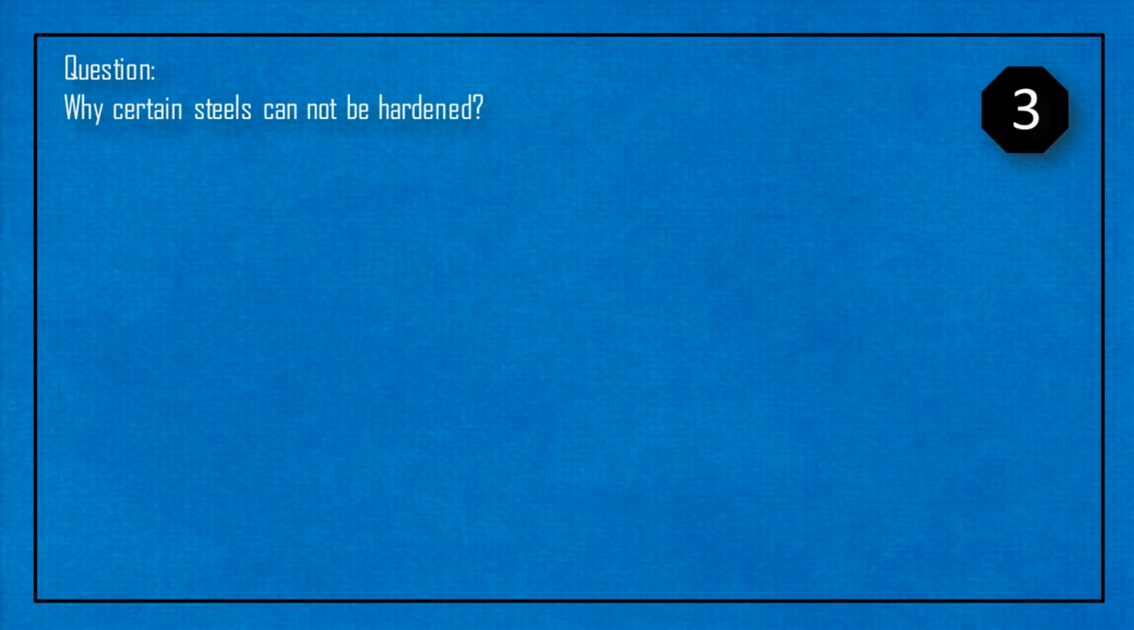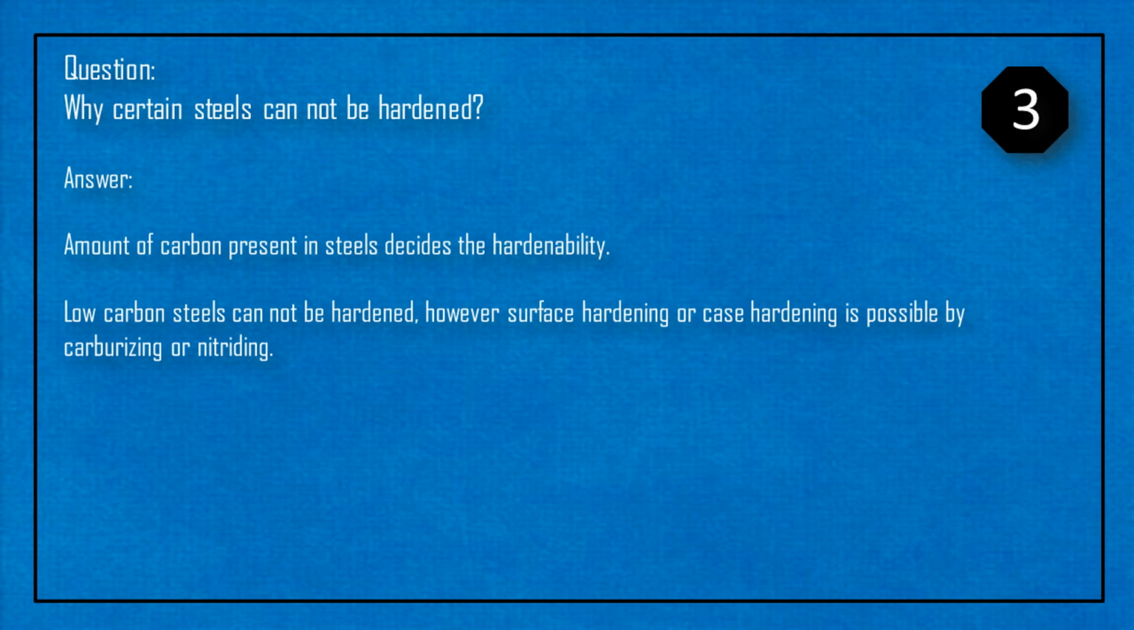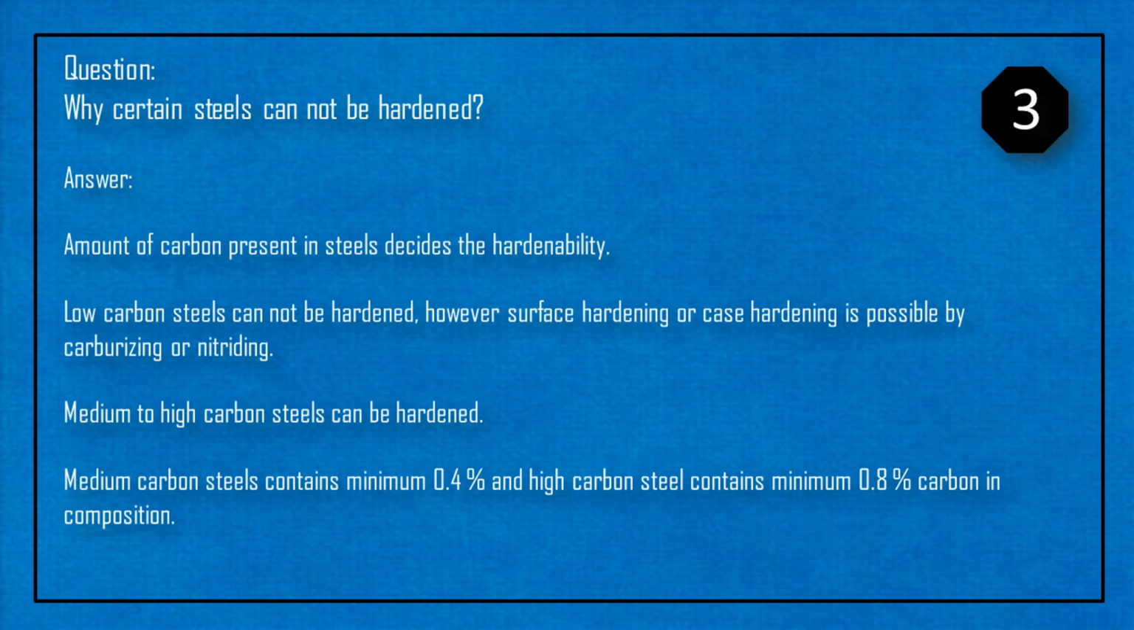Why certain steels cannot be hardened. Amount of carbon present in steels decides the hardenability. Low carbon steels cannot be hardened. However, surface hardening or case hardening is possible by carburizing or nitriding. Medium to high carbon steels can be hardened. Medium carbon steels contain minimum 0.4% and high carbon steel contains minimum 0.8% carbon in composition.